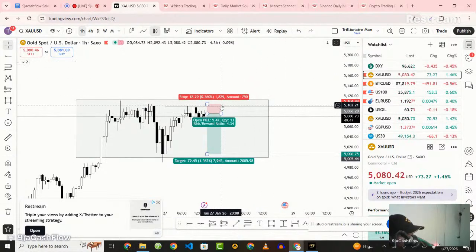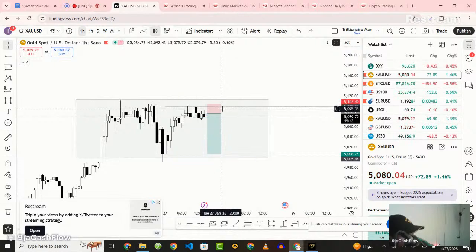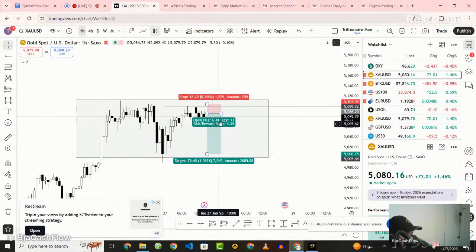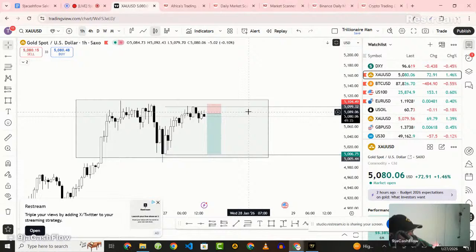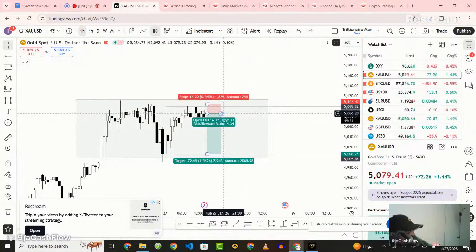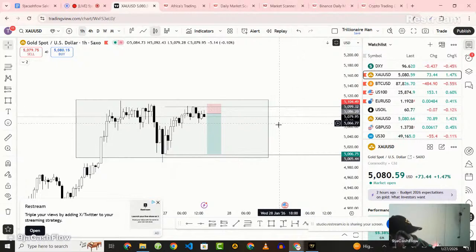Let's even check how much we are risking. We are risking about $18 worth of price difference, about 1,829 pips. Okay, so unless we are willing to risk $18, then we enter this trade.